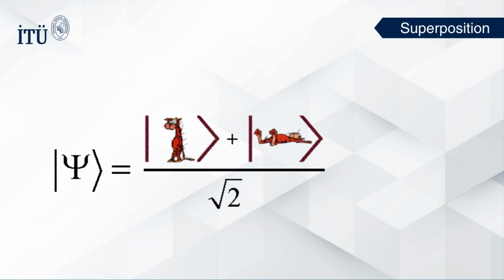The probability of each outcome is given by the square of the absolute value of alpha or beta. Thanks to superposition, quantum computers can perform many calculations at the same time, unlike classical computers, which enables them to solve complex problems much faster.